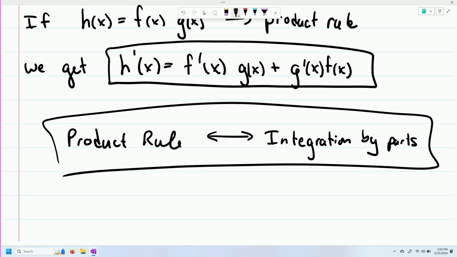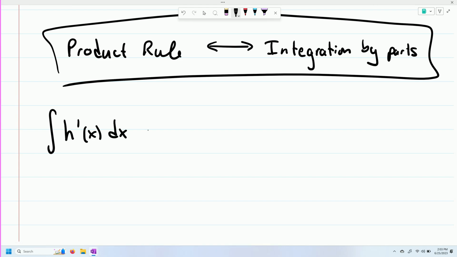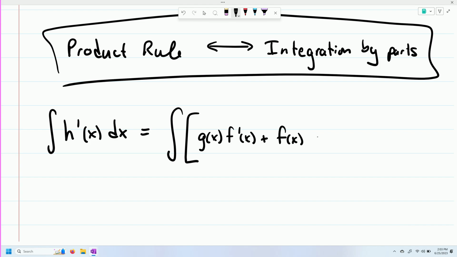All right, so let's go ahead and try this. Let's see what happens. We're going to integrate h prime of x dx. Oh, this is going to be a big one. I'm going to use a bracket because I'm going to have a lot of parentheses. So we're going to integrate g of x times f prime of x plus f of x times g prime of x dx. So we're going to integrate both sides of that product rule.